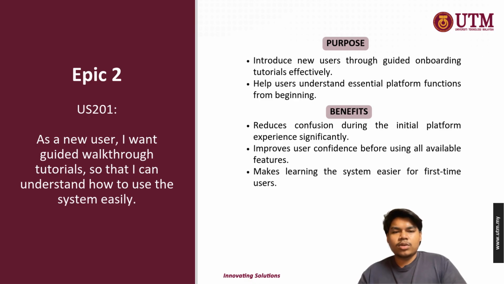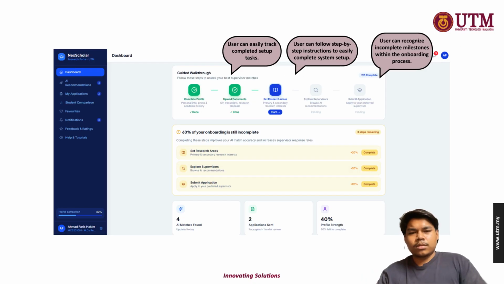The first user story is user story 201. As a new user, they want a guided walkthrough tutorial so they can understand how to use the system easily. The purpose of this feature is to introduce new users through a structured onboarding process and help them understand the platform from the very beginning. The benefits are reduced confusion, increasing user confidence, and making the system easier for the first-time user.